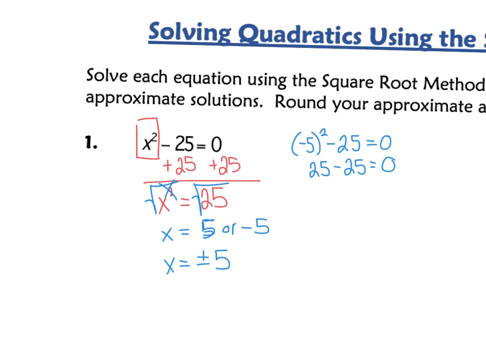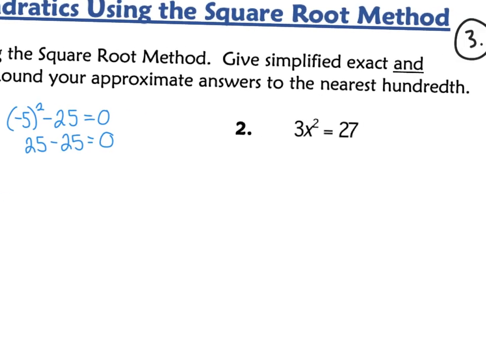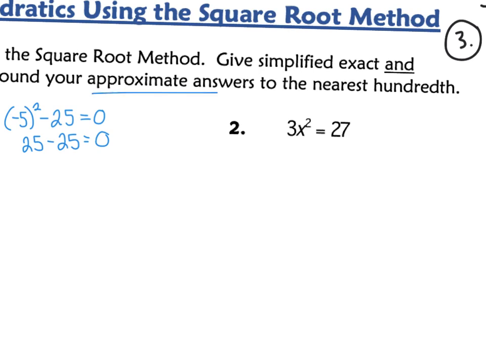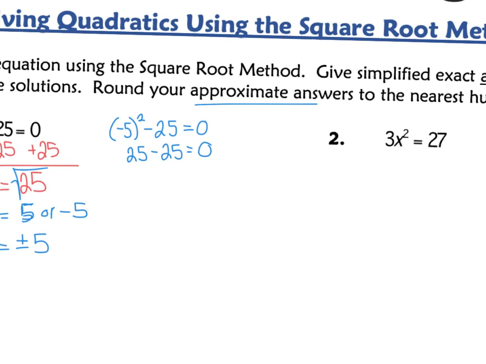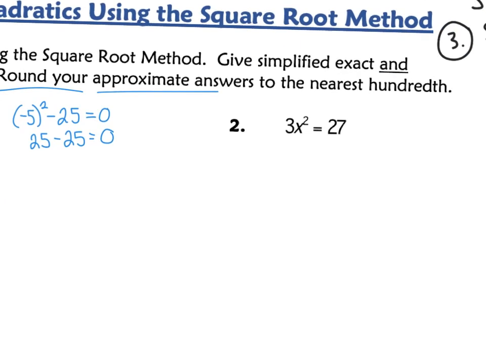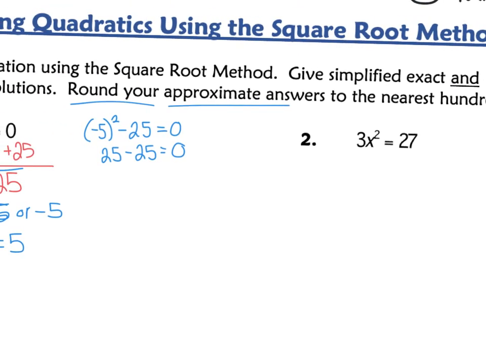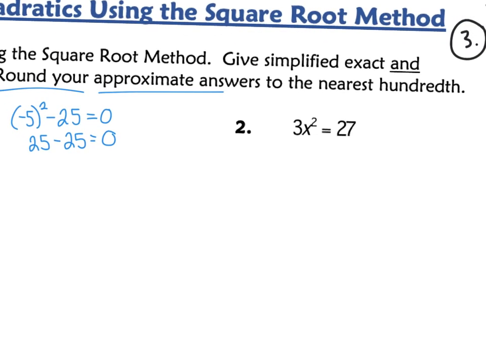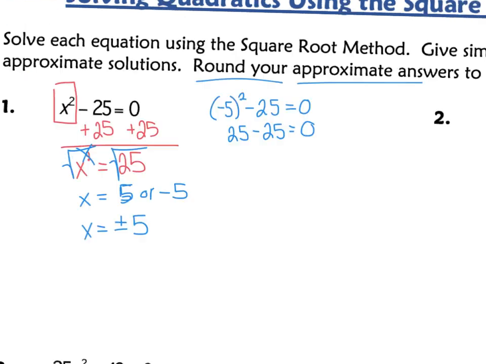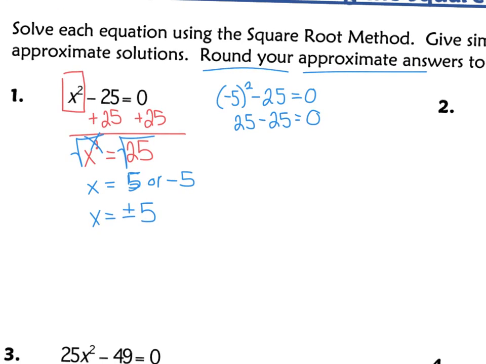Okay, for number 2, and it says approximate answers, and we're going to round our answers, the directions up here. I didn't read them, but it says to round your approximate answers to the nearest hundredth. So I'll show you what that means. Here, this is exact, so I didn't have to worry about this. This is an exact number. There was no rounding done on my part, so I don't have to worry about rounding it.